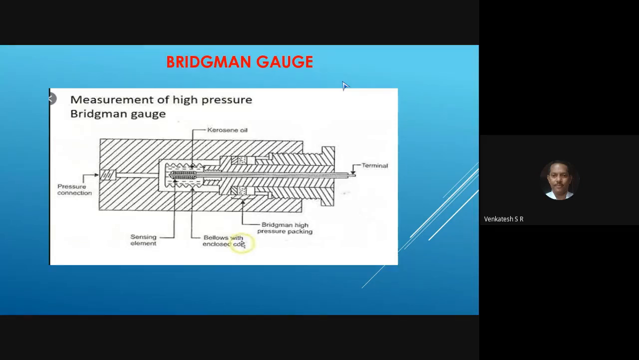How do you measure the high pressure? Put a question mark. Explain briefly. The very important question. Expect this question in the examination. All of you, please write down. Explain briefly with the neat sketch.